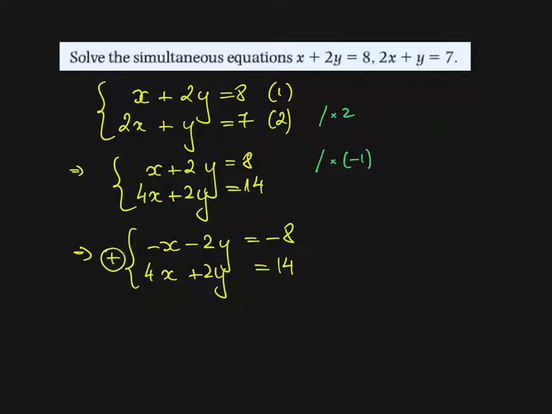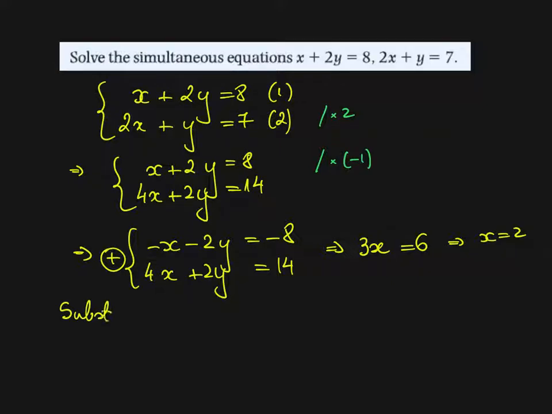And I chose to multiply the first one and not the second because I have less number of x's here. So when I'm adding here, I'm ending up with a positive 3x. It doesn't really make a difference, but you try to make your calculations as short as possible. So when I add both sides, from the left hand side, I get 3x, minus 2y plus 2y disappear, equals 6. Divide by 3, so x equals 2.